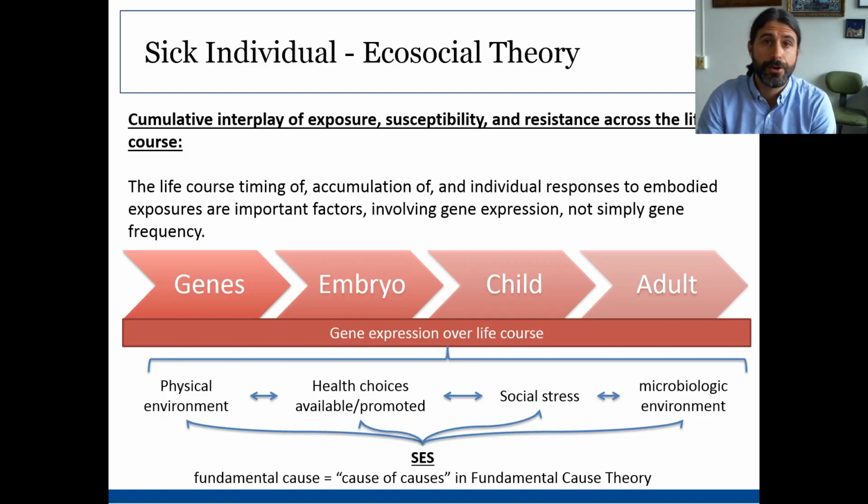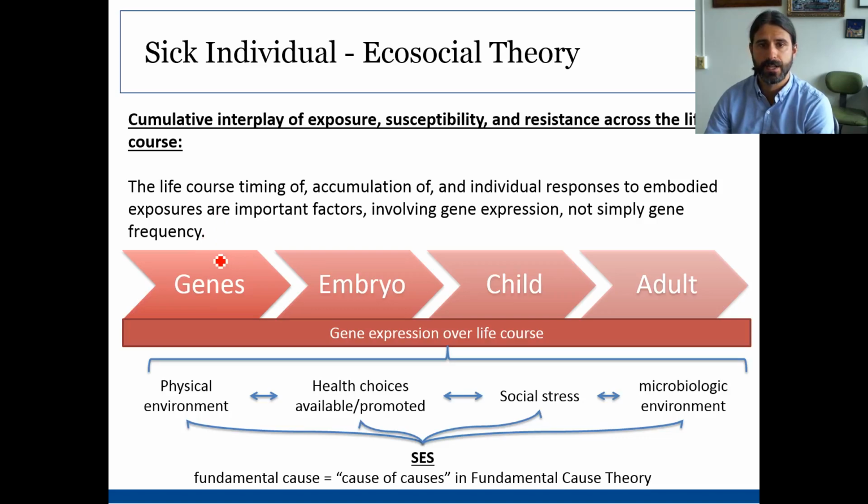Now on to the third tenet, the cumulative interplay of exposure, susceptibility, and resistance across the life course. So now we complicate the model even more, where we don't just take the interacting environment and society with the individual, but we now look at how the timing of these is important to the final phenotypic expression of an individual, or the embodiment of the individual.